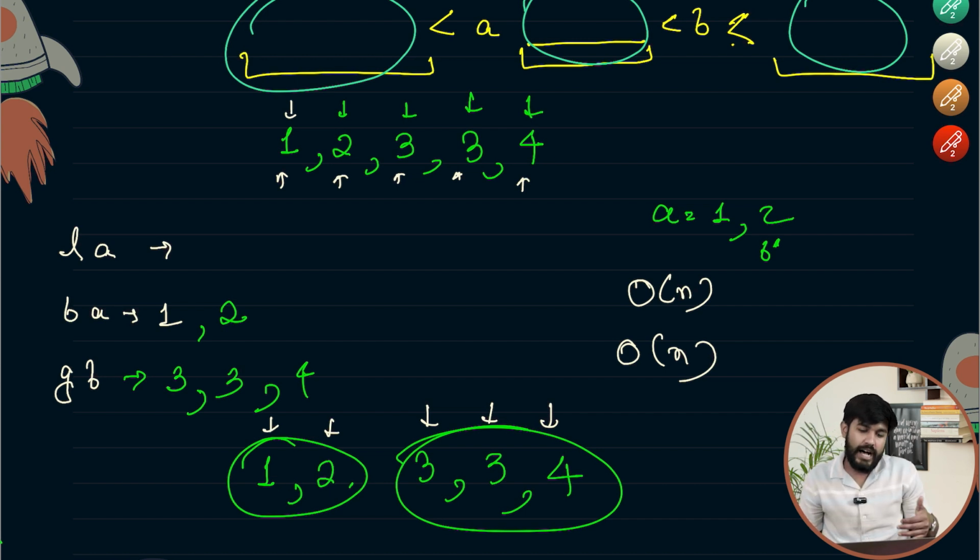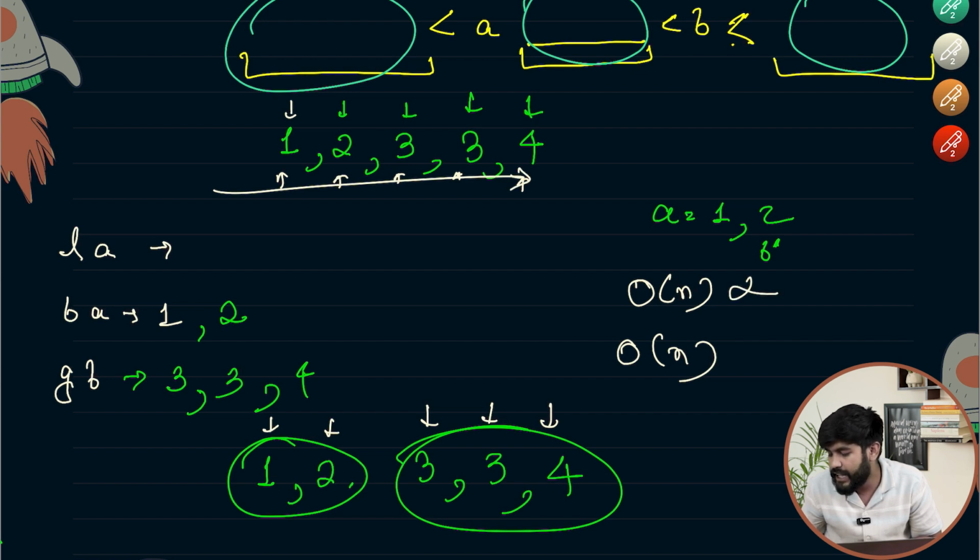So the point is, the interviewer would ask you, if he wants the solution he wants, can you do this in just one iteration and without using this extra space?